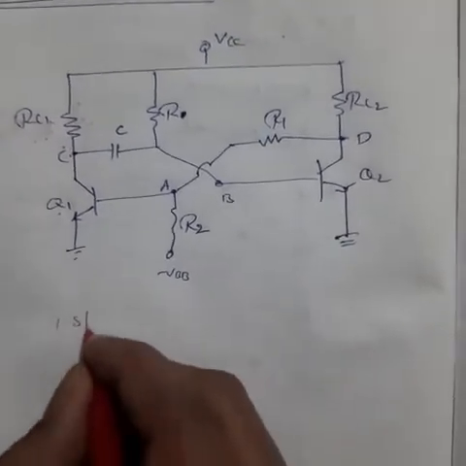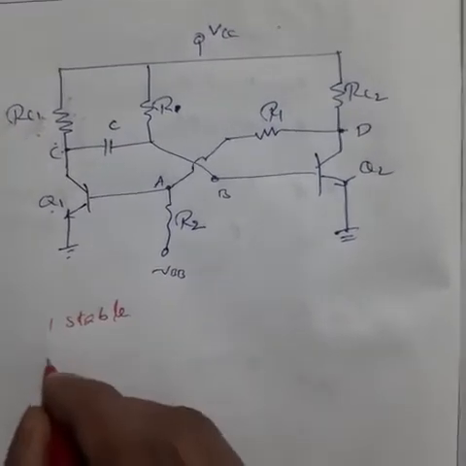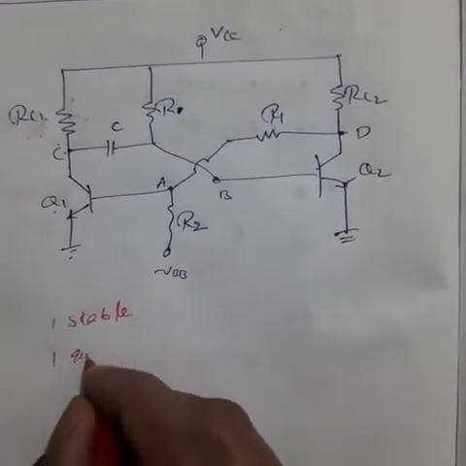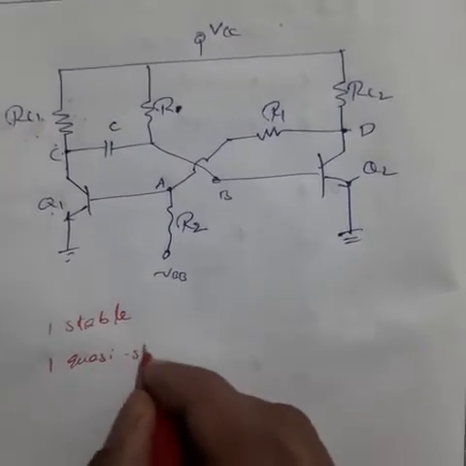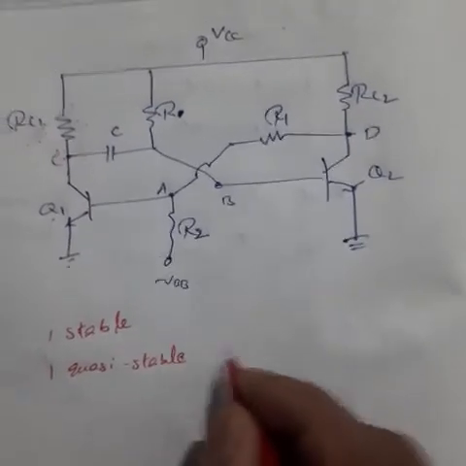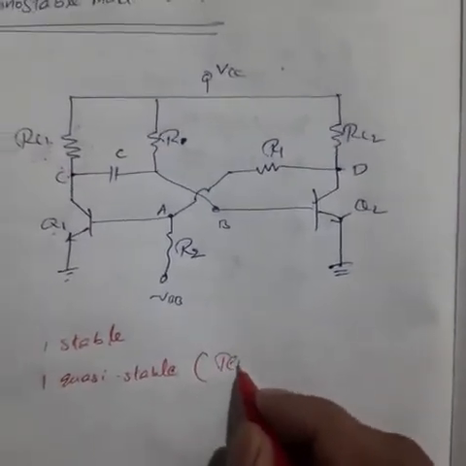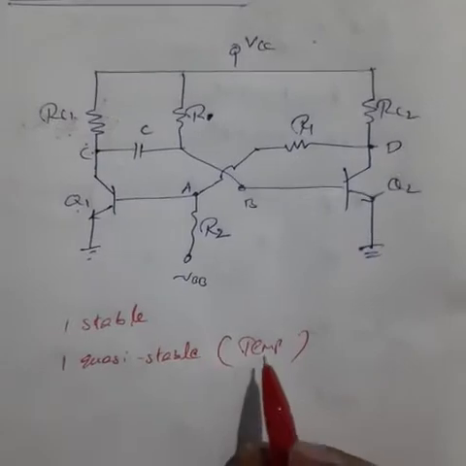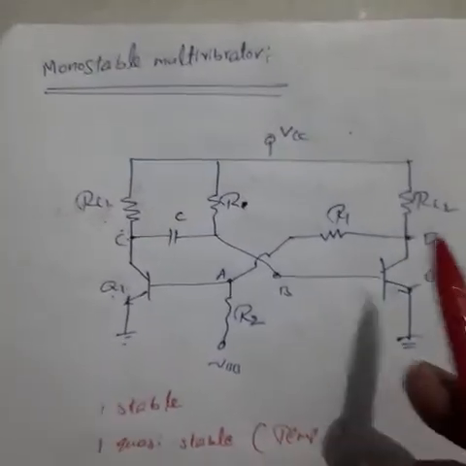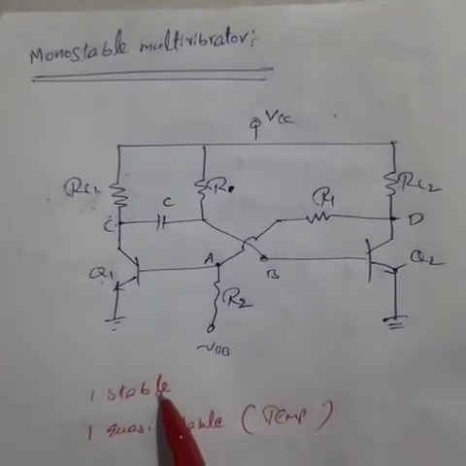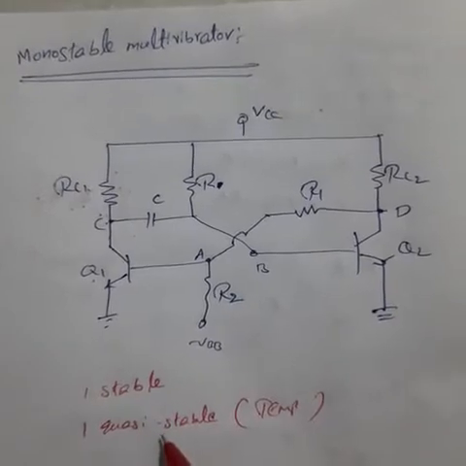One stable and another one quasi-stable. Okay. Quasi means temporary stable state. Okay, monostable maintains one stable state and another one quasi-stable state.